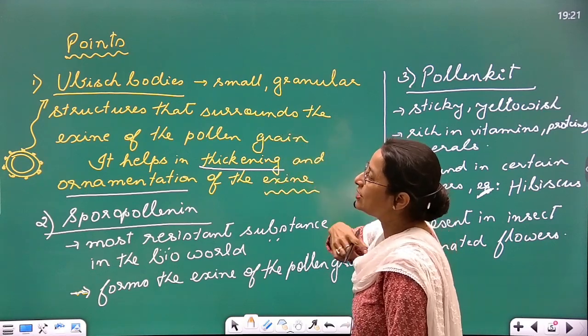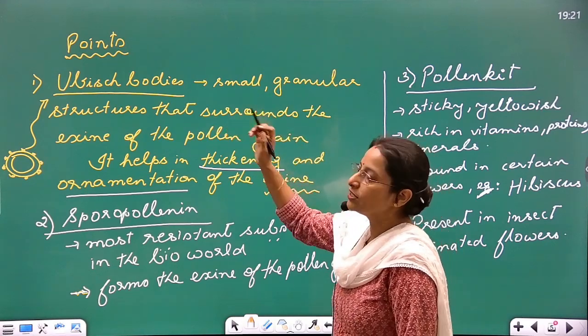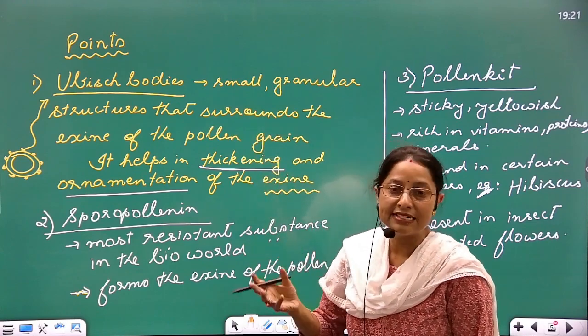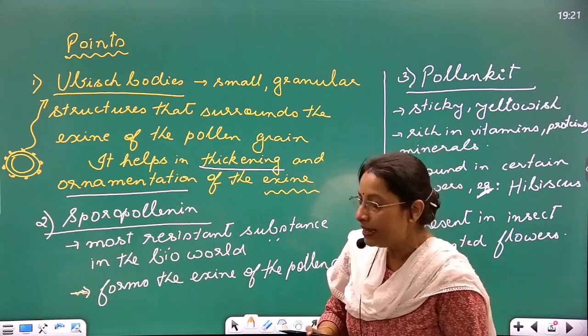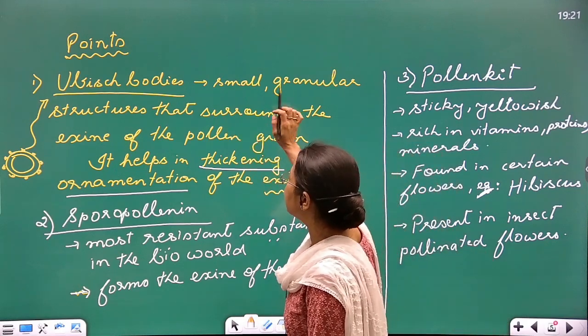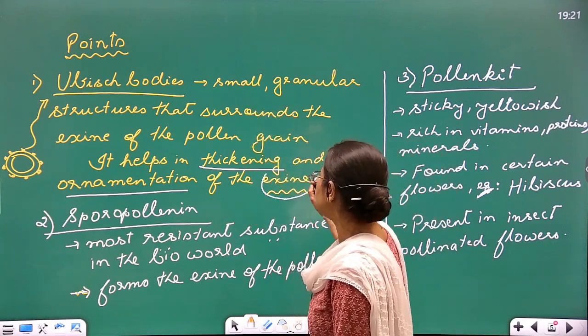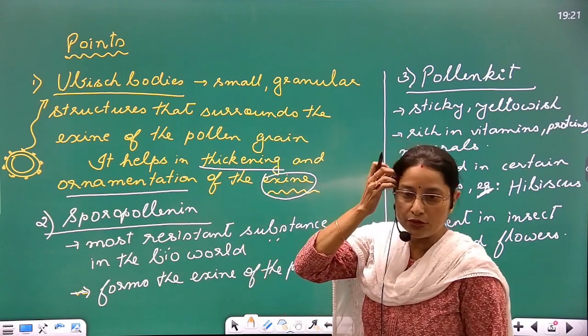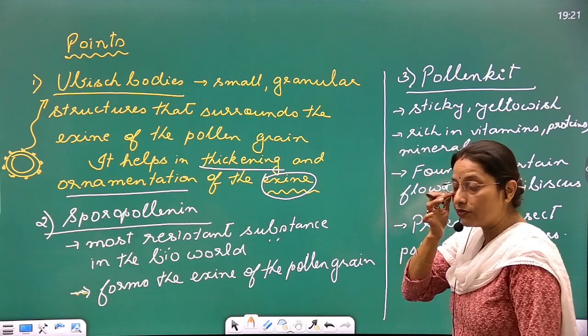If a question comes, who is responsible for the secretion of Ubisch bodies? Tapetal cells are responsible for the formation, right? It is a grain-like substance that is found in the exine of the pollen grain, right? And what is exine? The wall of the pollen grain.